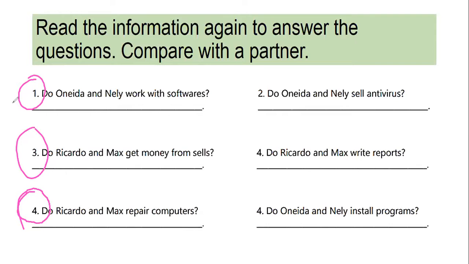Do Ricardo and Max repair computers? No, Ricardo and Max don't repair computers. They keep track on the shelf. Okay, very good. That's perfect. Now let's continue here.